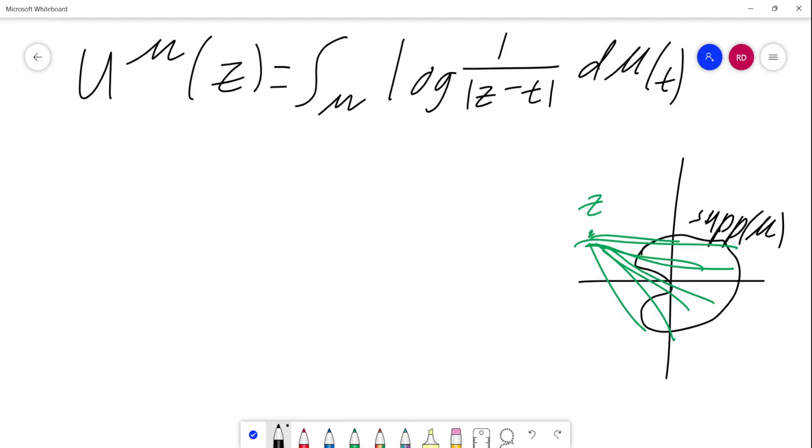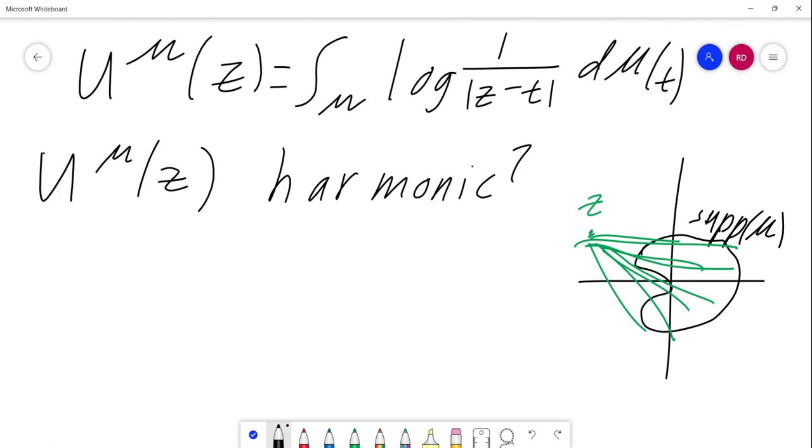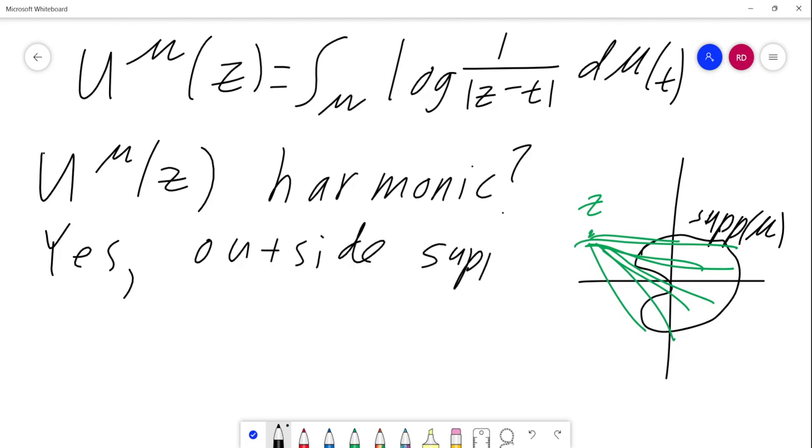So, since it's a function of z, the question is, if the inner function, the integrand here, log of 1 over z minus t, is harmonic, is this harmonic? Is the potential harmonic as well? Well, the answer is yes, and we're going to show why. Or yes, outside the support of mu. I tried to write an E, but that should be a mu. So if we picked a point inside this, harmonicity might break down. But as long as we're staying outside of it, we will get a harmonic function.